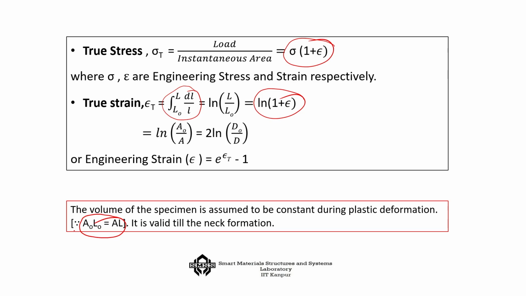So, if the area is changing, along with that the length will change. So, A0 L0 will be equal to AL. That constancy during the neck formation onwards gives us this relationship between the true stress and the true strain.